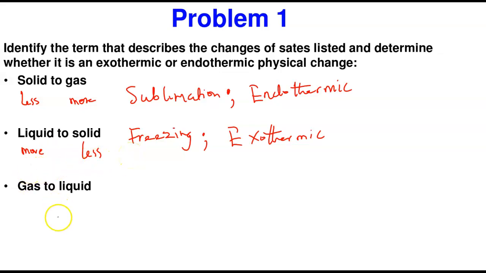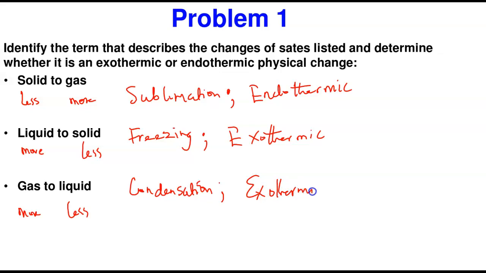And again, let's look at this one. It's going from gas. Gas to liquid means more to less energy. And more to less energy again is exothermic. When this happens, if a gas goes to liquid, it is condensing. This is called condensation, and condensation, of course, is an exothermic process.